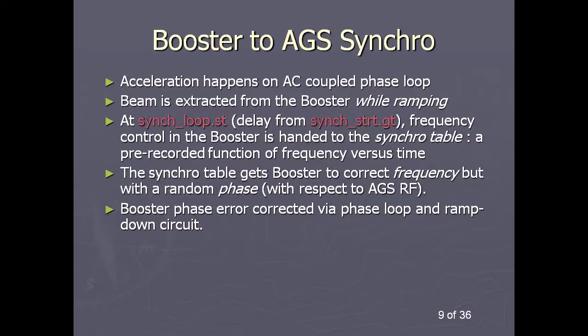All the while, the AGS has been sending a reference signal of its own RF waveform. And the low level RF compares the two, and if there's any beat between the two, that implies the frequencies aren't the same. If you sum them, you get a beat frequency. That's how the measurement happens. But the point here is that the synchro table gets the frequency right, and the ramp down circuit gets the phase right.